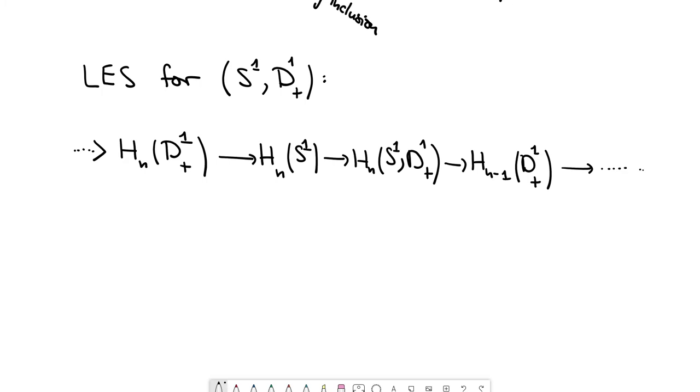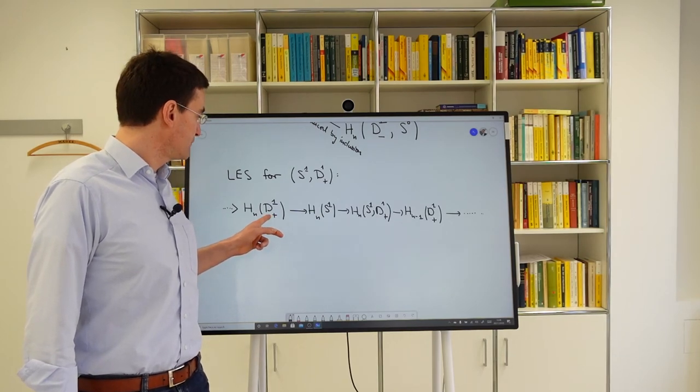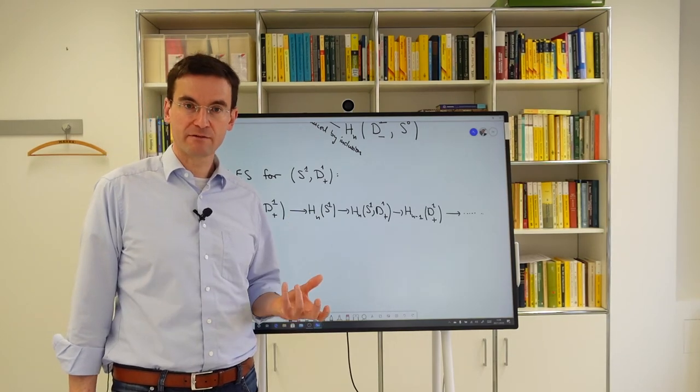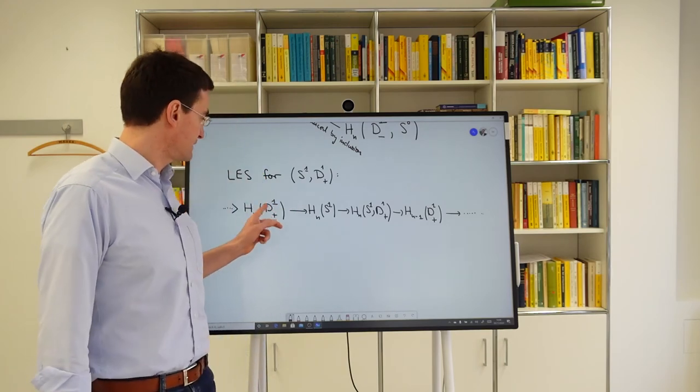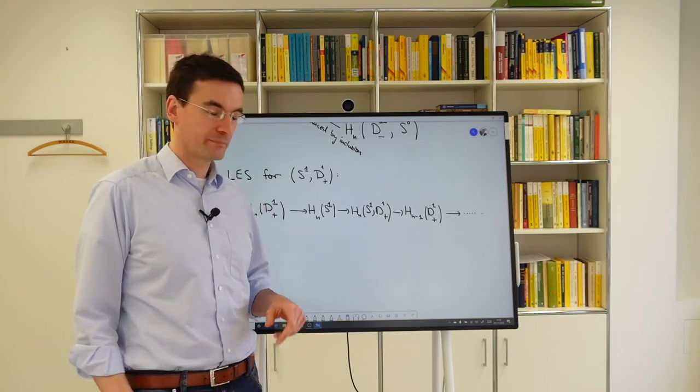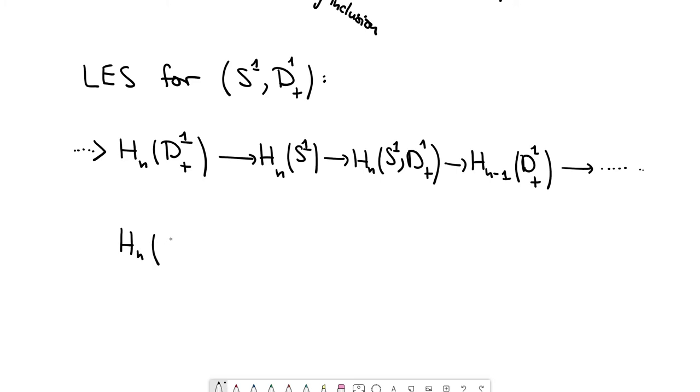What we immediately see in this sequence is that we have a very easy space here. We have this D1 plus, which is up to homeomorphism just an interval. So this is a contractible space. If we include any point into this D plus 1, it will be a homotopy equivalence. So we could write here Hn of a point. Take the inclusion of any point, it will induce an isomorphism because D plus 1 is contractible. So we know what the homology of that part is, but we know even more.